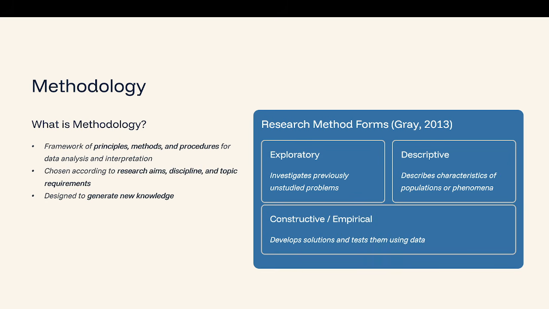According to Gray 2013, a research method may take four of the following forms. We have exploratory research method, descriptive research method, constructive research method, and empirical research method. The first one, the exploratory, is used to enable the investigation of a clearly identifiable problem which was not studied in the past.